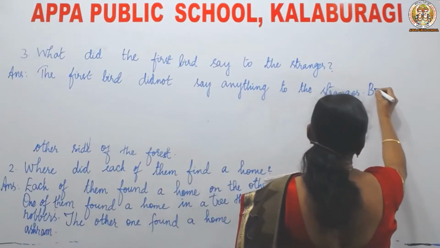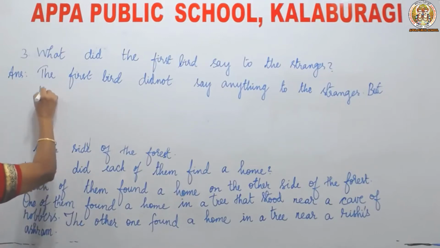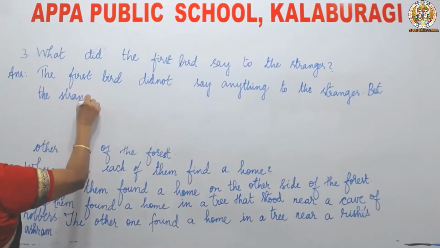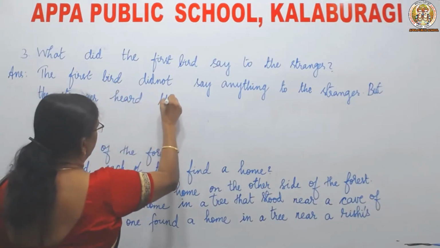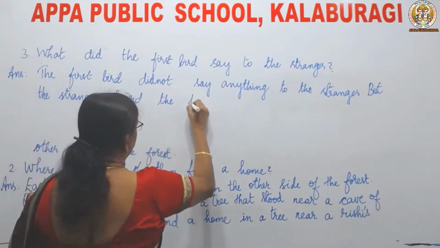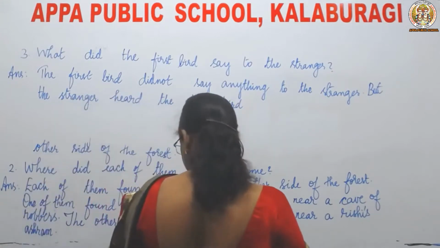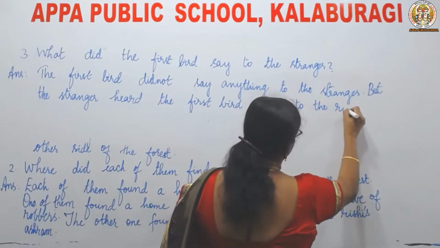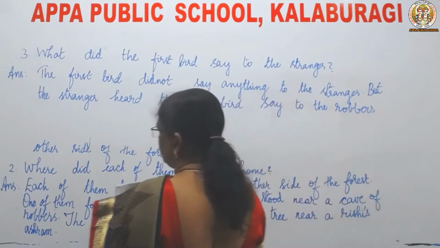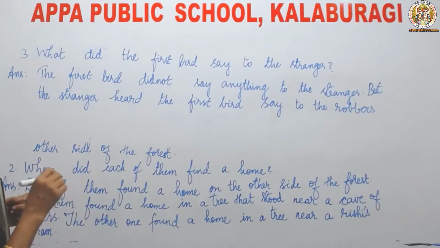But the stranger heard the first bird say to the robbers, R-O-B-B-E-R-S. You should never pronounce it in some other way. You should read every letter by its name. Robbers.